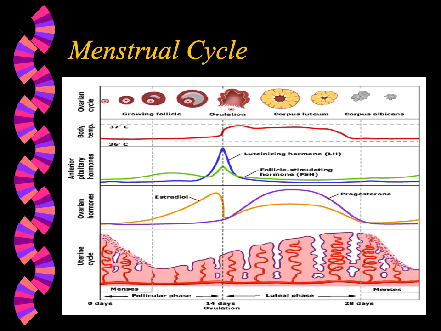After ovulation, the follicle becomes a corpus luteum, and this is called the luteal phase. The corpus luteum secretes progesterone, and the progesterone acts on the endometrium to make it more secretory. If pregnancy does not occur, then the progesterone levels drop and menses ensue.